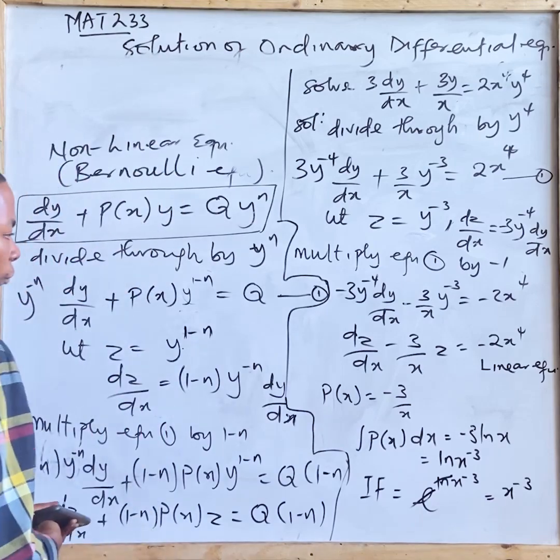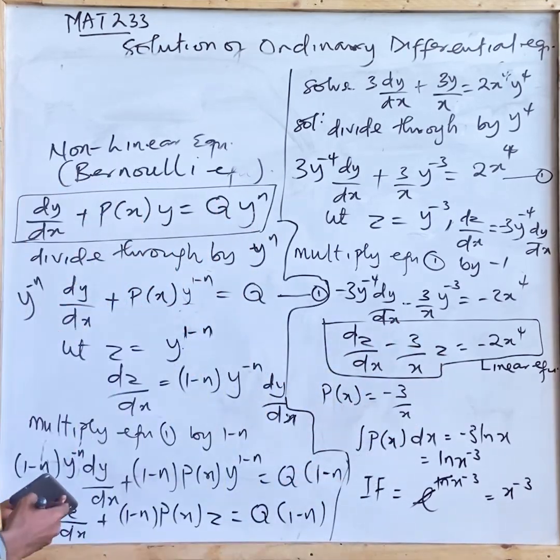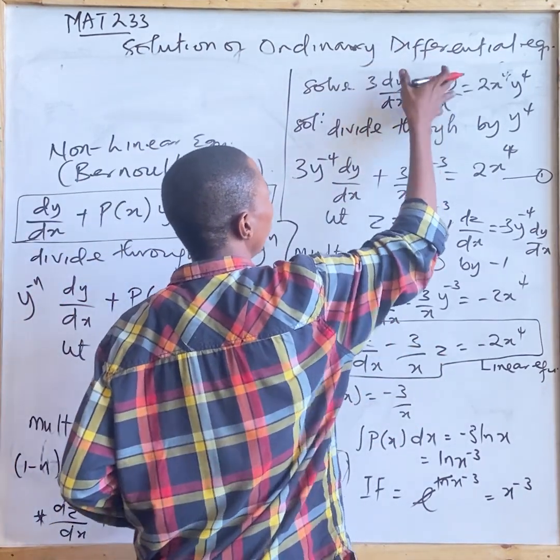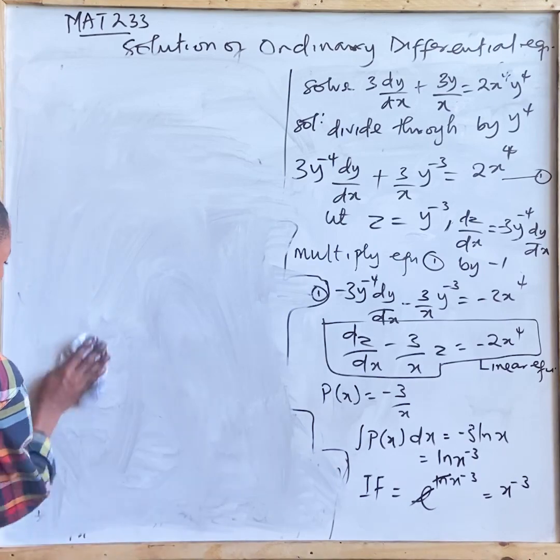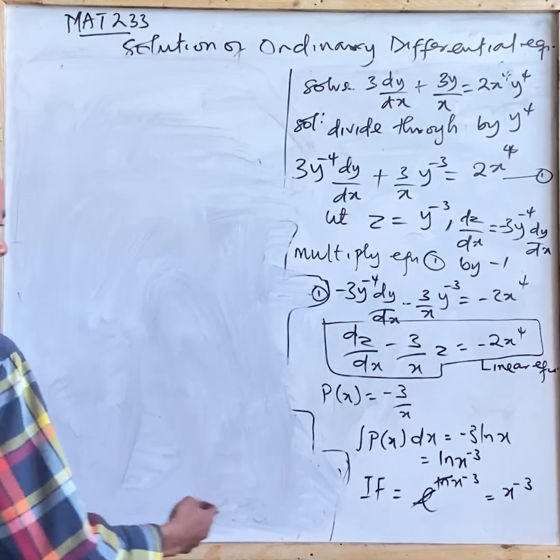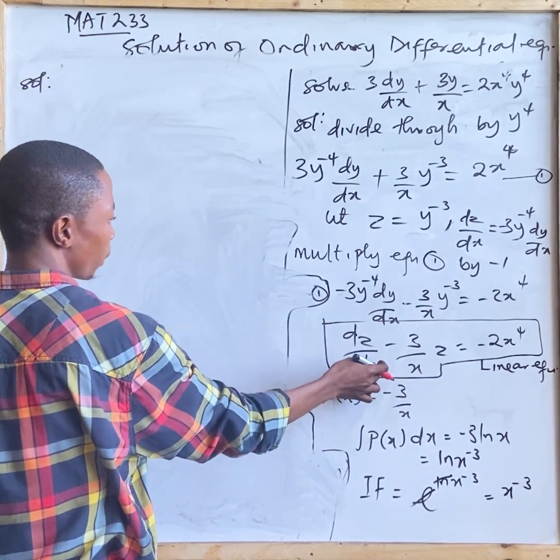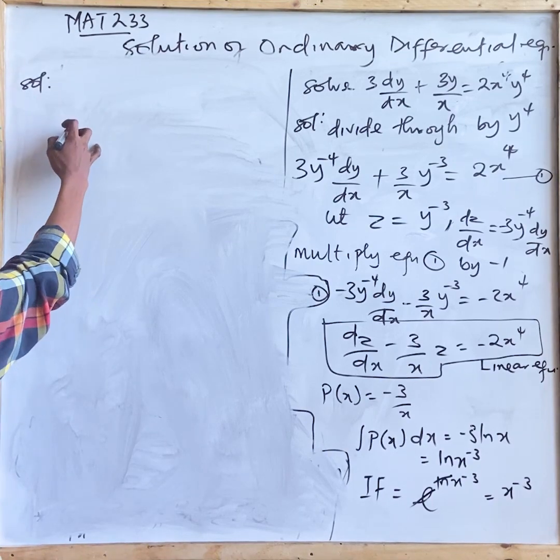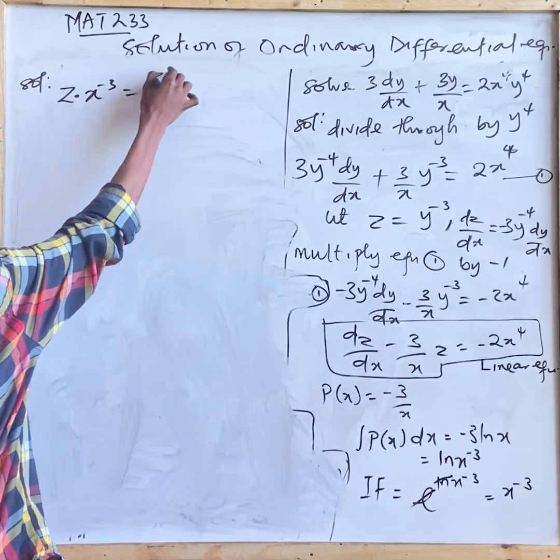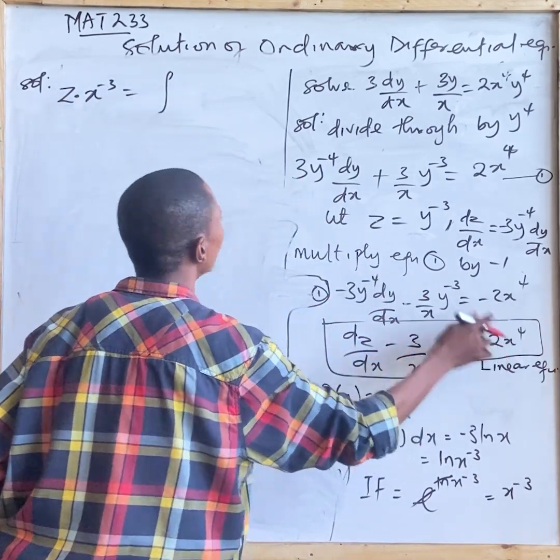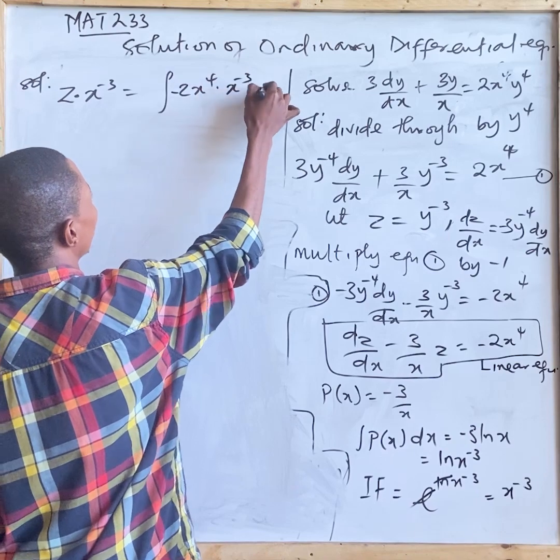So after getting the integrating factor, don't forget, we are solving this linear equation. We started from here, we transformed non-linear to linear. From here now, we have the integrating factor as x^-3. So here we are solving z with respect to x. So instead of saying y times integrating factor, we say z times integrating factor equals the integral of Q. This is our Q. Integral of minus 2x^4 times integrating factor x^-3 dx.